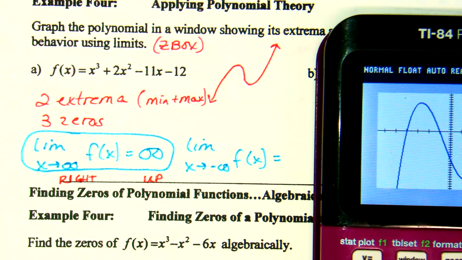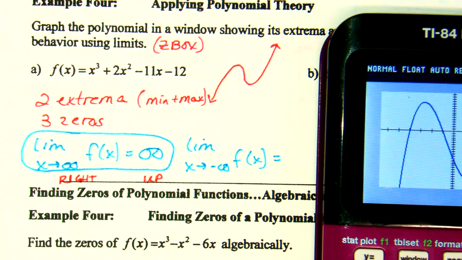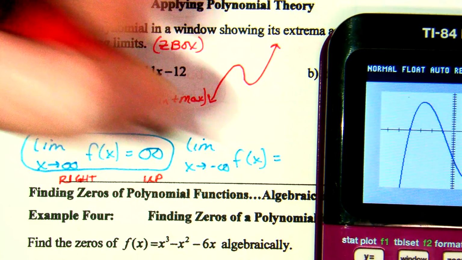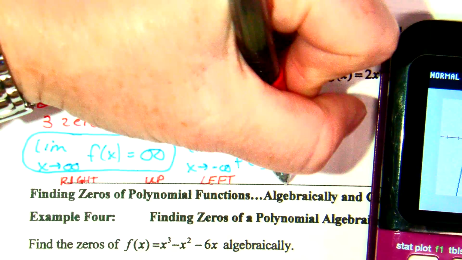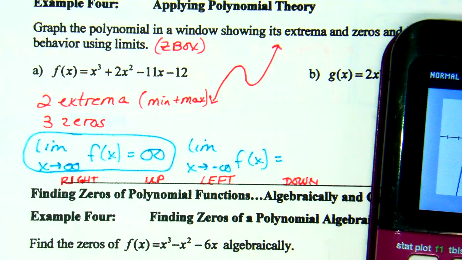So now, the second question says, as x approaches negative infinity. So what's that asking? As x moves left. So in this particular problem, as x moves left, where's my graph going? Down. What should I use to say down? Negative infinity.